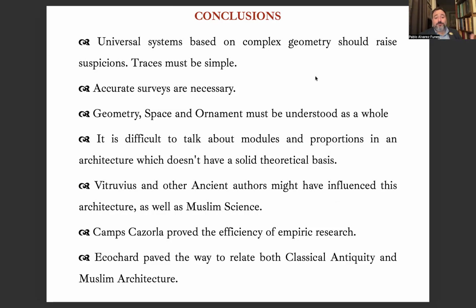At the same time, it is difficult to talk about modules and proportion in an architecture that doesn't have a solid theoretical basis. And what I mean is that we know that this architecture was just built. Very few people have worried about creating a theory of Islamic architecture. The attempts have been made through the poetics, or through the geometry to identify with the classical, which to a certain extent is correct, but you cannot just have 5 orders of Islamic architecture. You cannot have that.